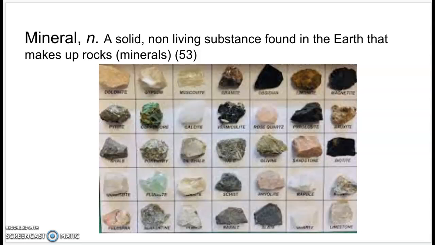Okay, here are your vocabulary words for Unit 5, Chapter 6, Lesson 8, Geology, the changing earth. First one is mineral, which is a noun. It is a solid, non-living substance found in the earth that makes up rocks. The plural is minerals, and you can find it on page 53 in your reader, and these are all different types of minerals.